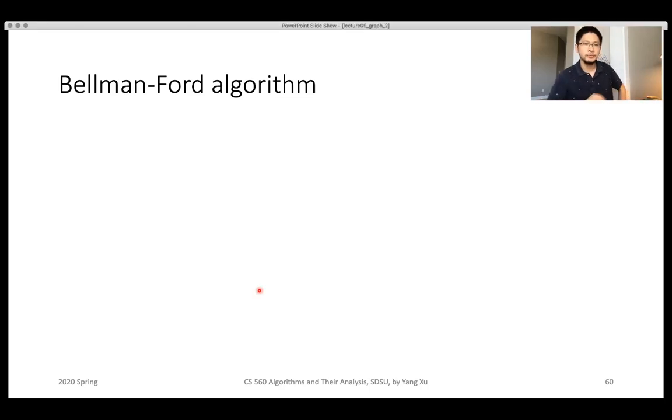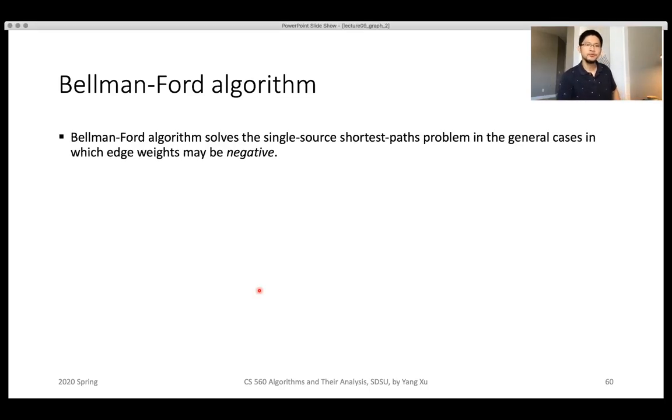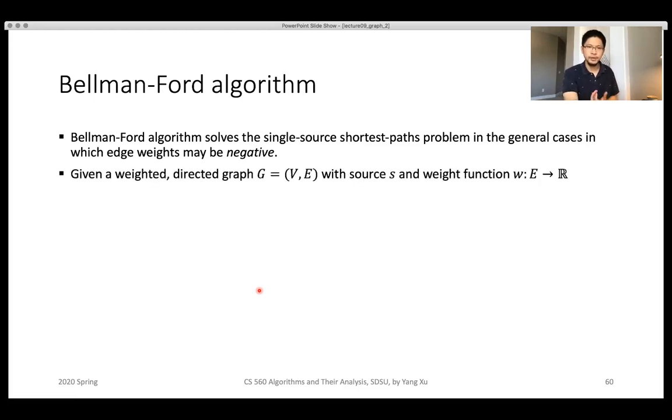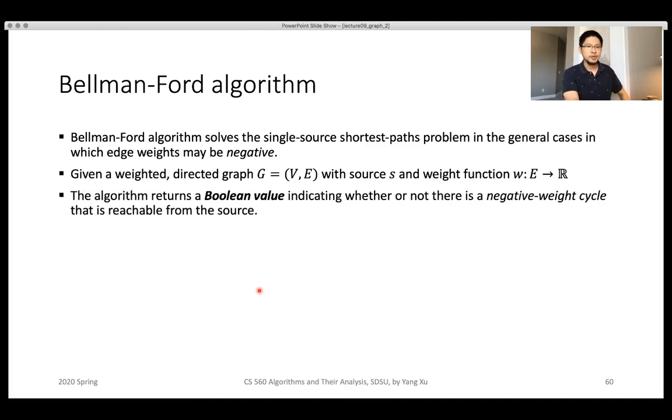Now let's look at the Bellman-Ford algorithm. The Bellman-Ford algorithm solves the single source shortest path problem in the general case, where the edge weights could be negative. Given a weighted directed graph, a source vertex S, and the weight function, the algorithm will return a Boolean value, true or false, that indicates whether or not there is a negative weight cycle that is reachable from the source.